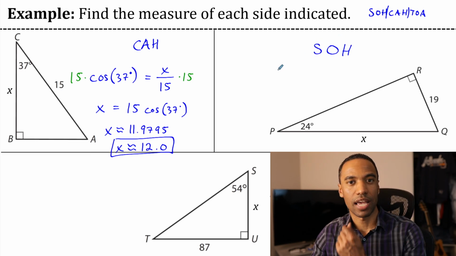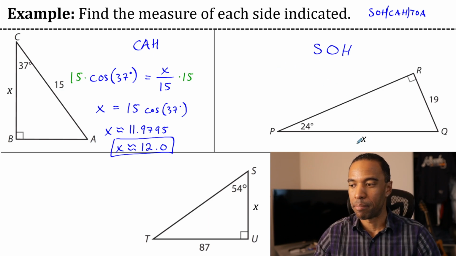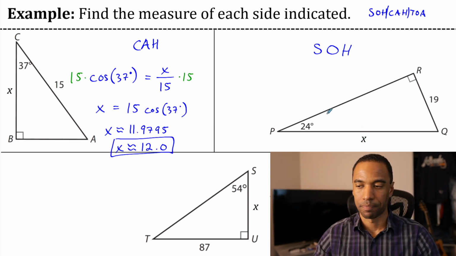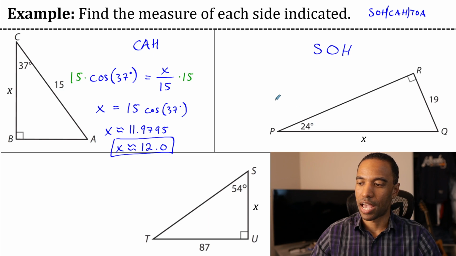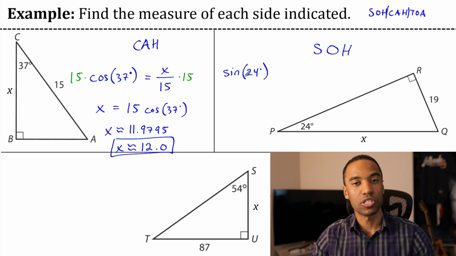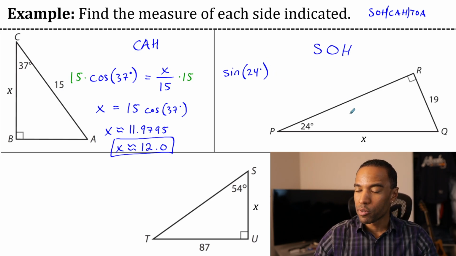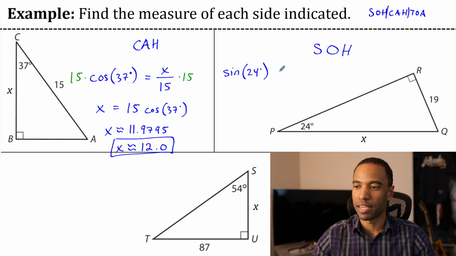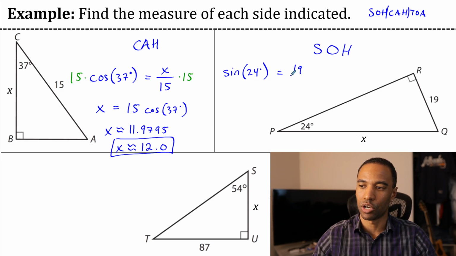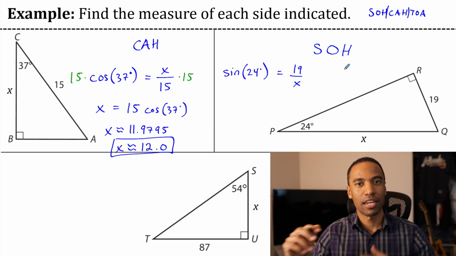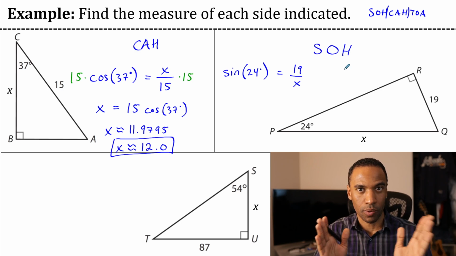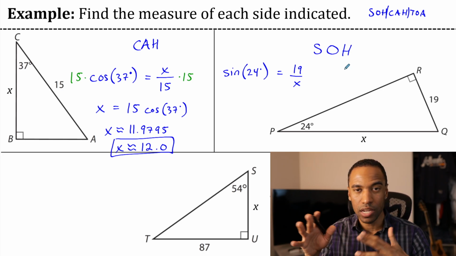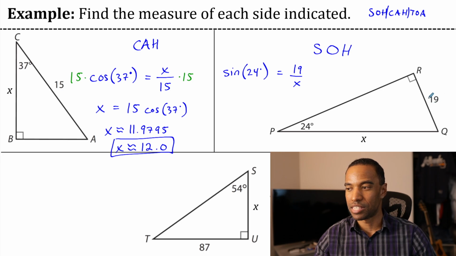I'm going to be using sine this time to find my missing length. So I'm going to take the sine of my angle measure, sine of 24 degrees. And remember, this is just a number. What this number represents is this number divided by this number. It equals 19 over x. Whatever sine of 24 is as a ratio in the calculator, if it's 0.3, whatever it is, that means that this is that many times smaller than that.